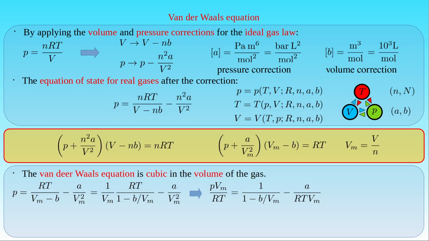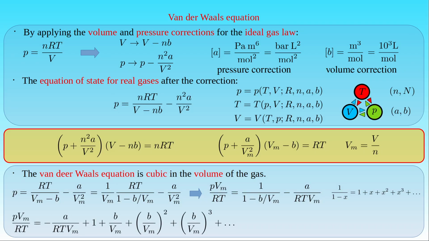Now we do the Taylor expansion of the first term on the right-hand side at 0 by using the formula for the function 1 over 1 minus x with the series 1 plus x plus x squared plus x cubed and so on. Here x denotes B over Vm, and P times Vm over R times T can be written as minus A over R times T times Vm, plus 1, plus B over Vm, plus the square of B over Vm, plus the cube of B over Vm and so on.